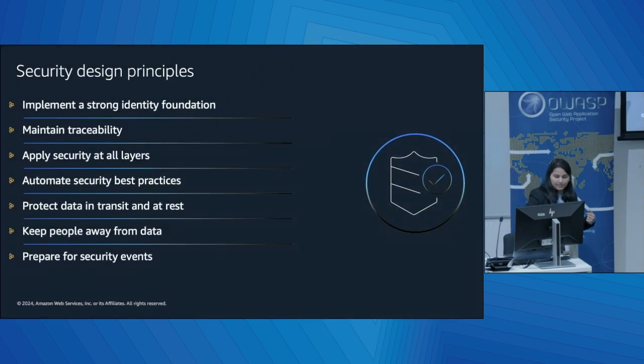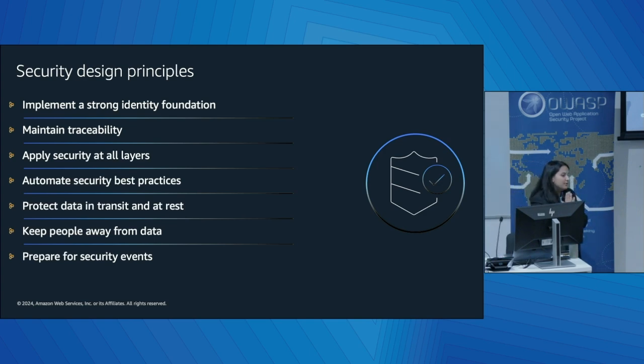Protect data in transit and at rest. Keep people away from data and prepare for security incidents. So I think they are all self-explanatory. This is one thing that I like, that they have not put acronyms over here. They have just put simple words for people to understand, so it's great.